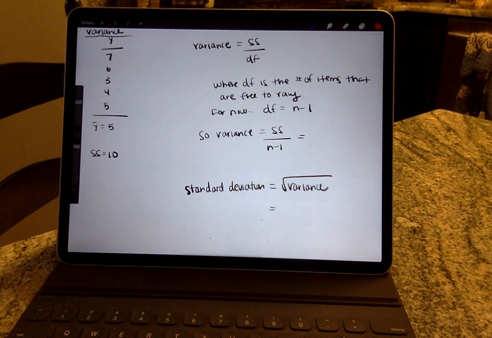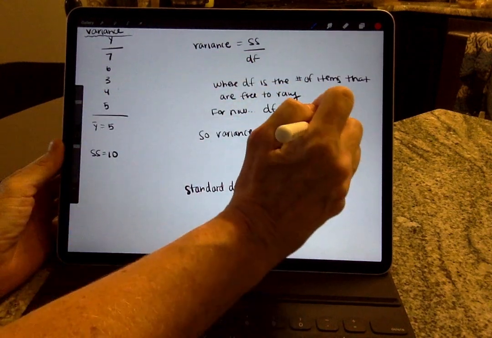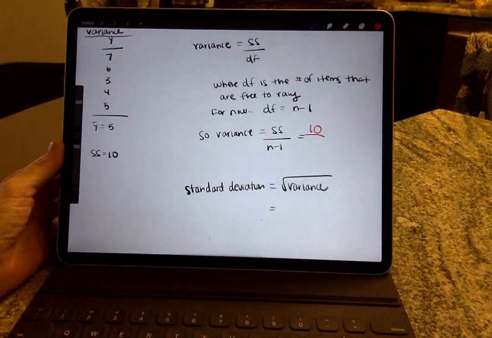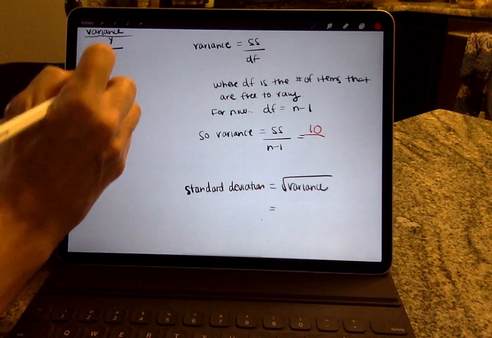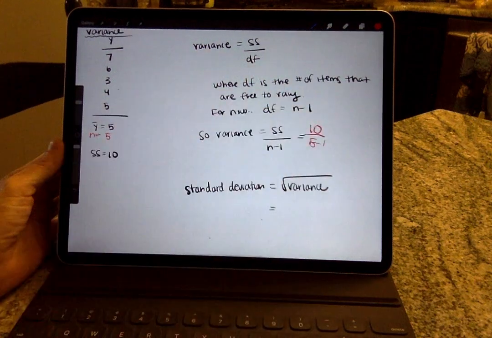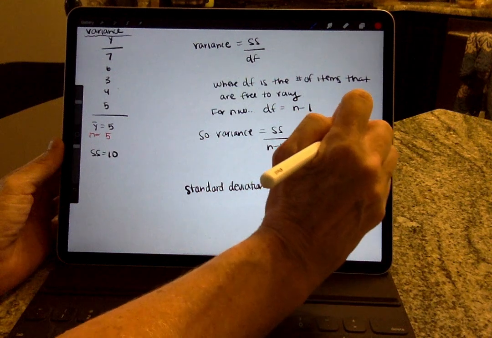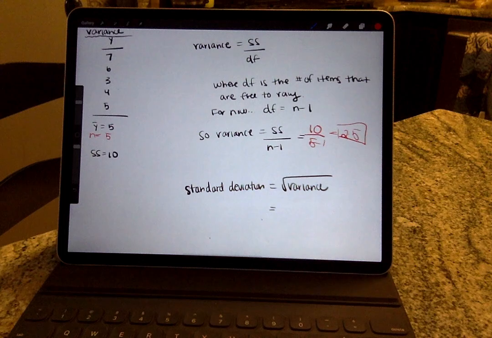All right, so all we're going to do now is plug in our numbers. So our sum of squares is 10. N in this problem, I didn't rewrite this, but remember n in this problem was 1, 2, 3, 4, 5. So n minus 1 is 5 minus 1. So 10 divided by 5 minus 1 is 10 divided by 4, which is 2.5. All right, so the variance in this problem is 10 divided by 4, which is 2.5.